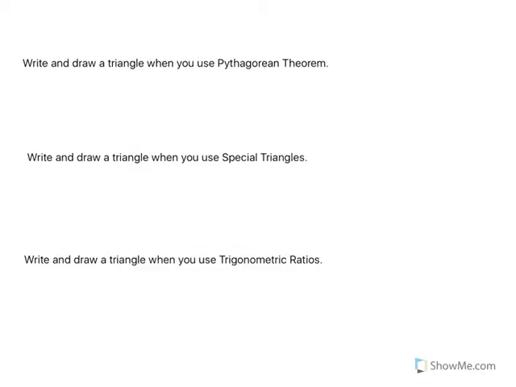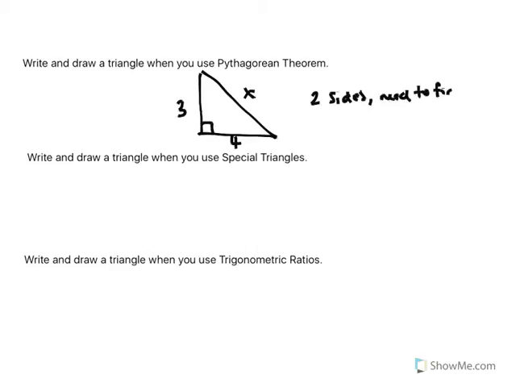Write and draw a triangle when you use Pythagorean theorem. So if they give us a right triangle with 2 sides, and the last side as the unknown, we would use the Pythagorean theorem. So when we have 2 sides and we need to find the third, we use the Pythagorean theorem.